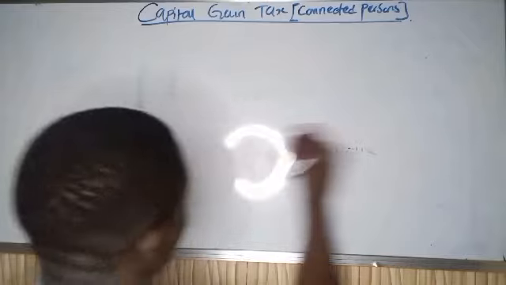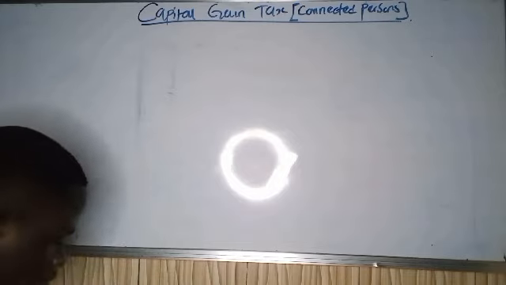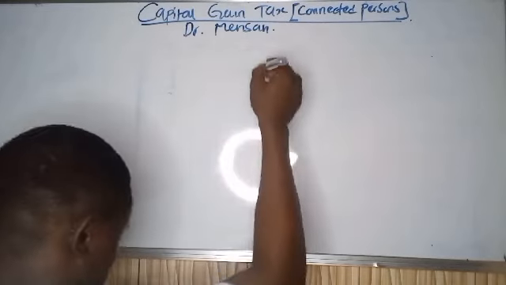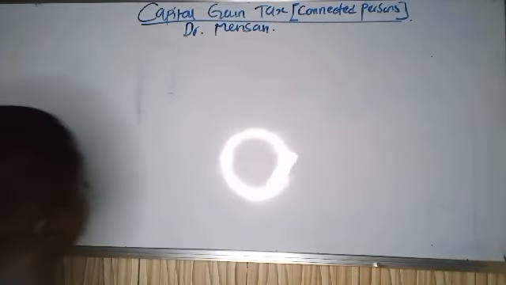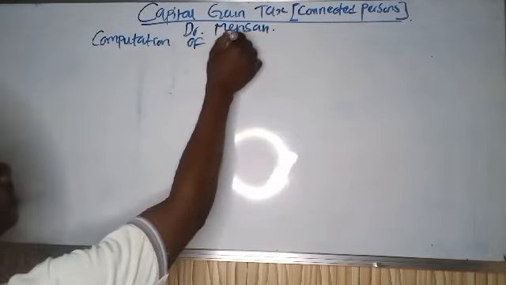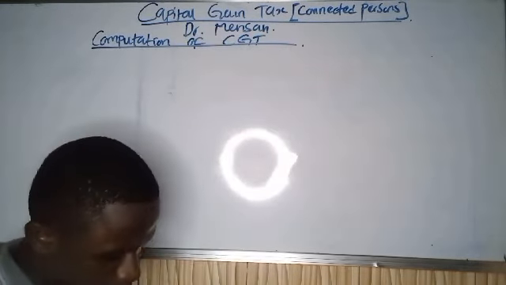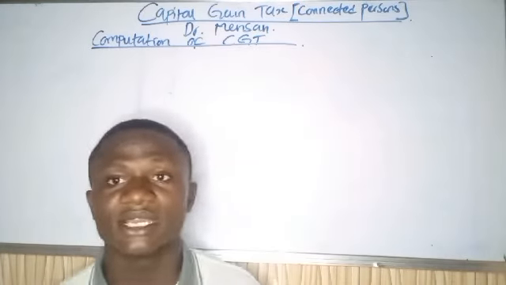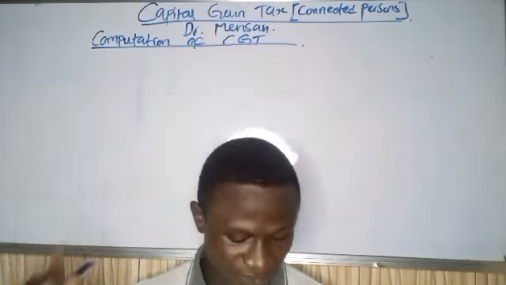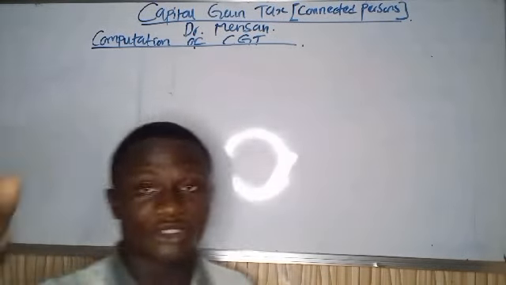Let's do something on the board. Now, for the question, if you go back to the question, we have Dr. Mensah. So we want the computation of the capital gain tax. But if you look at it, I said in my earlier video that capital gain tax is computed on a current year basis. I've explained that. So if you have not watched my video, I'll drop the link here. Make sure you watch it. And now we've gotten the computation of capital gain tax.